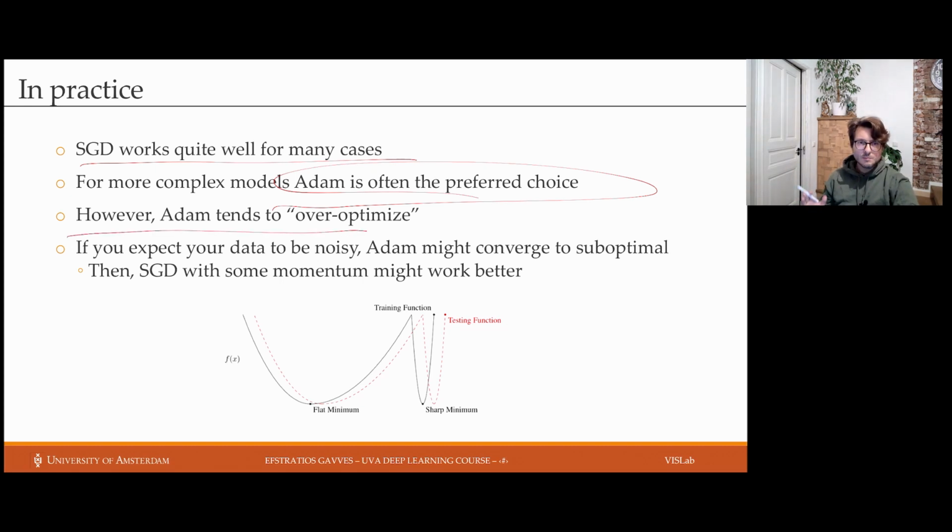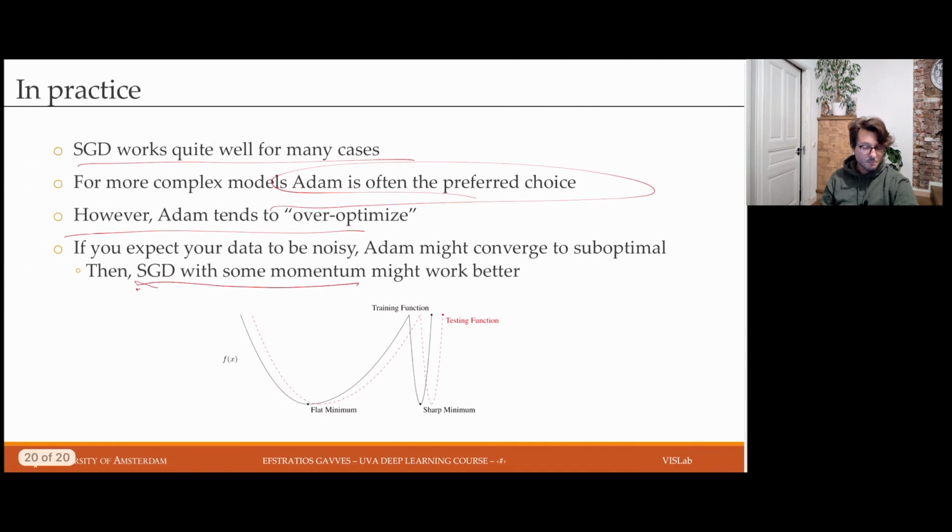However, Adam tends to over-optimize. Quite often, your data is going to be noisy. You might have some shift between the training and the test set, and Adam finds very good local minima, which, however, do not generalize that well. So if you have a weird loss surface, you might be better off going with SGD with momentum.